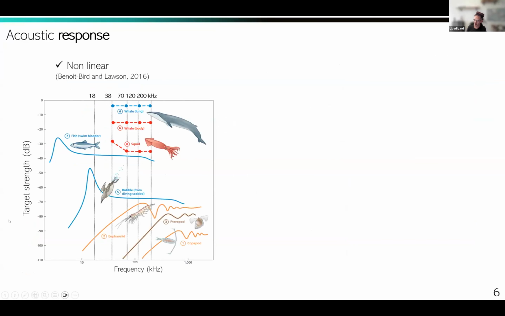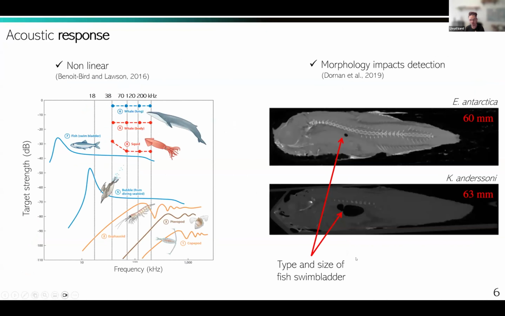You get here on the y-axis the echo or target strength as a function of the different frequencies that we commonly use in hydroacoustics. For instance, the type and size of fish swim bladders will greatly impact their detection by acoustics. So that's something to have in mind.